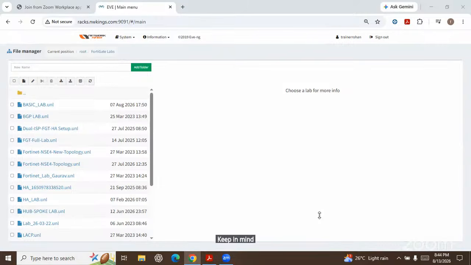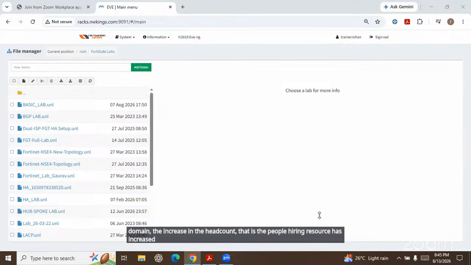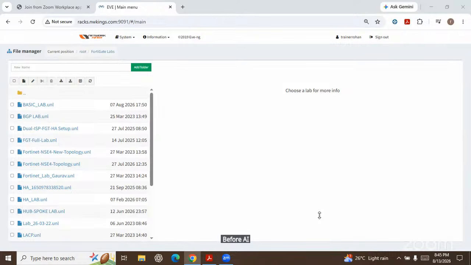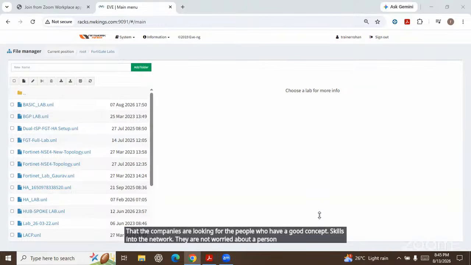Keep in mind the data: because of AI in the network and especially the security domain, the headcount, that is the hiring of people, has increased compared to before AI. Before AI the hiring percentage was lower; now it is a little higher. So this data itself proves that companies are looking for people who have good concepts and skills in the network. They are not worried about a person who can just configure the device.